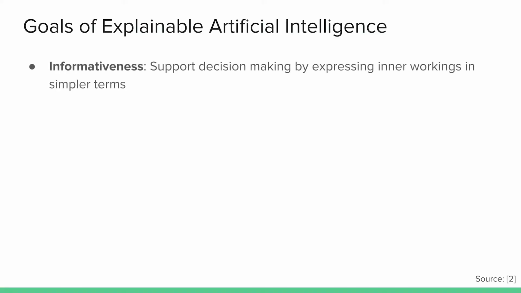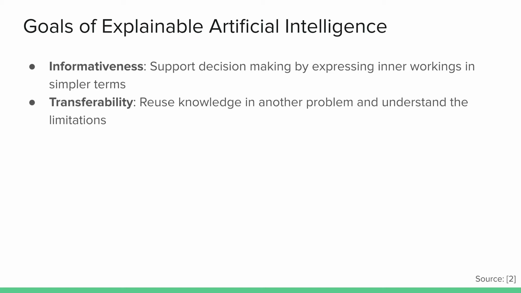Coming from this very nice clip of Big Hero 6, what are the goals that we want to achieve with explainable artificial intelligence? We would like to be informed. That helps us to make decisions based on the inner workings and some simpler terms to understand what's going on here. Because the modeled problem often is not equal to the problem that humans have to solve, it can really help us to understand the underlying problem and how the machine worked, if it is giving us some explanations.